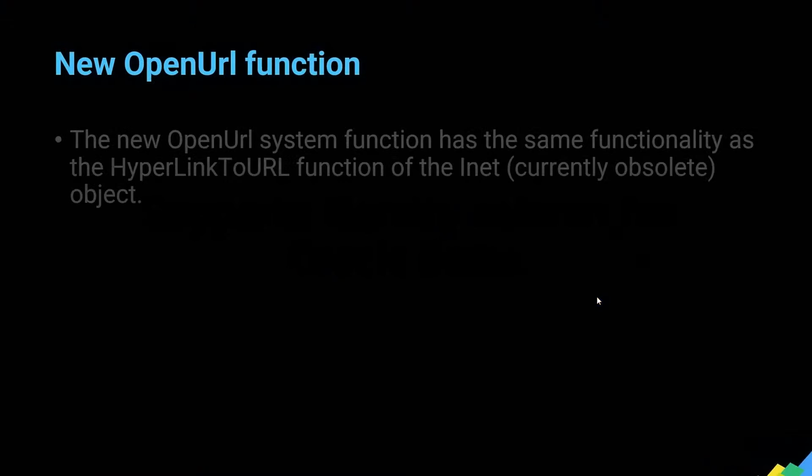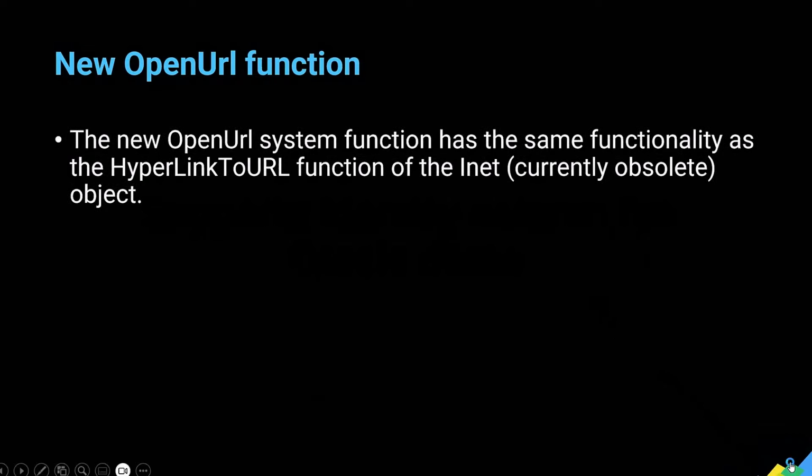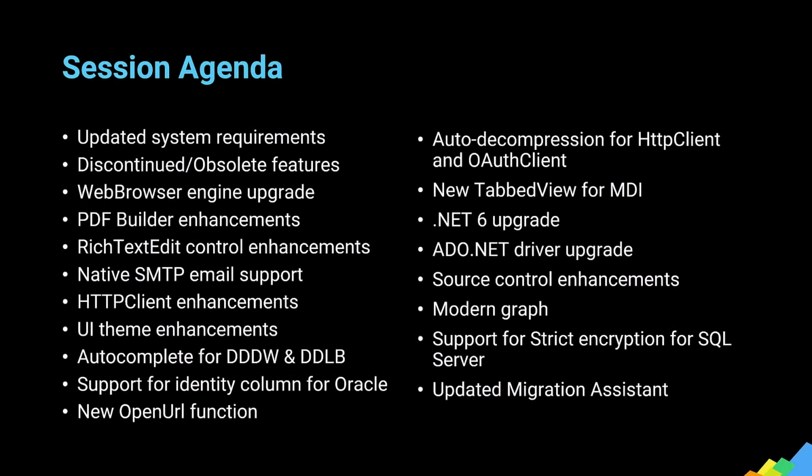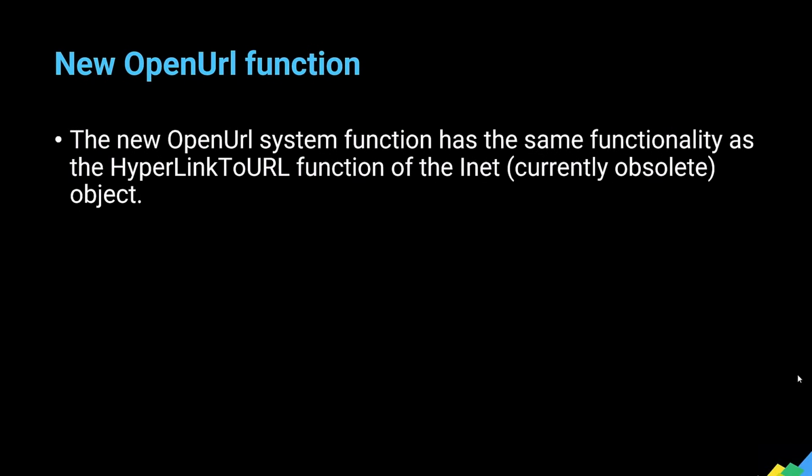Okay, so moving on. Actually, this might be a good time to see where we are in the agenda. So we just got through identity columns. We're a little bit short of halfway through. So the next feature replaces a feature that was in the INET object, which was marked as obsolete in, I believe, the 2022 GA release.